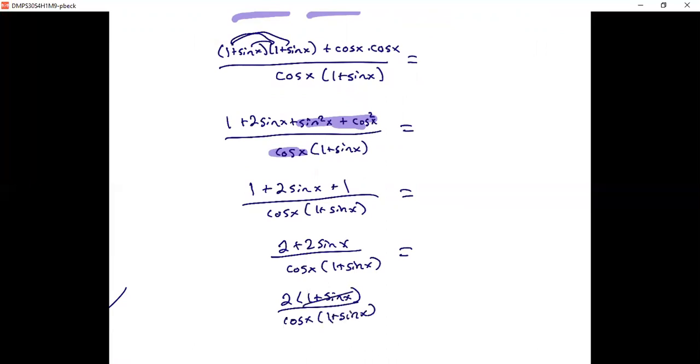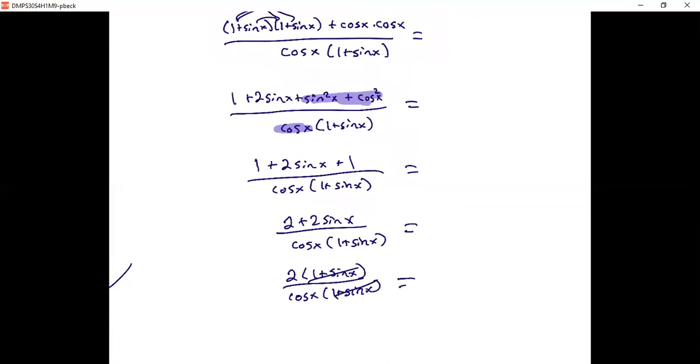And boom, there's where we get our reducing. And we're just left with 2 over cosine of x, which we could write as 2 secant of x, which is what we were trying to prove.